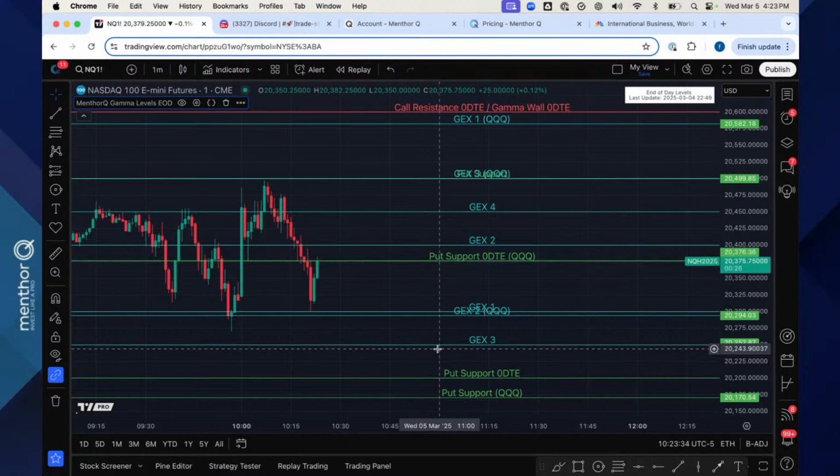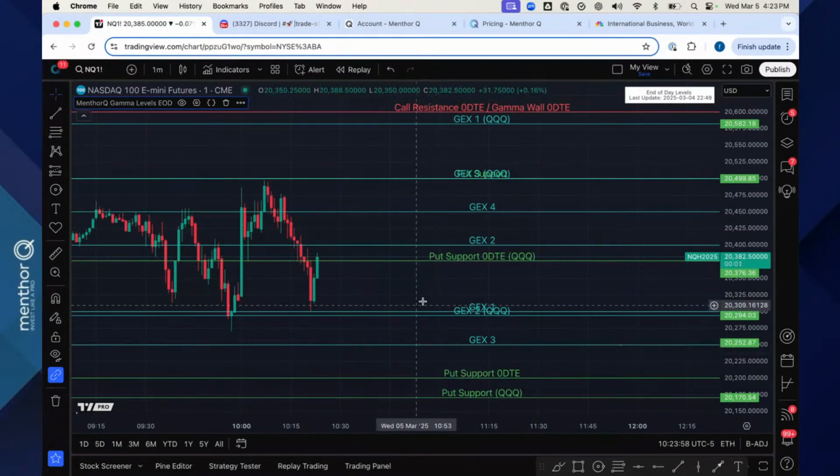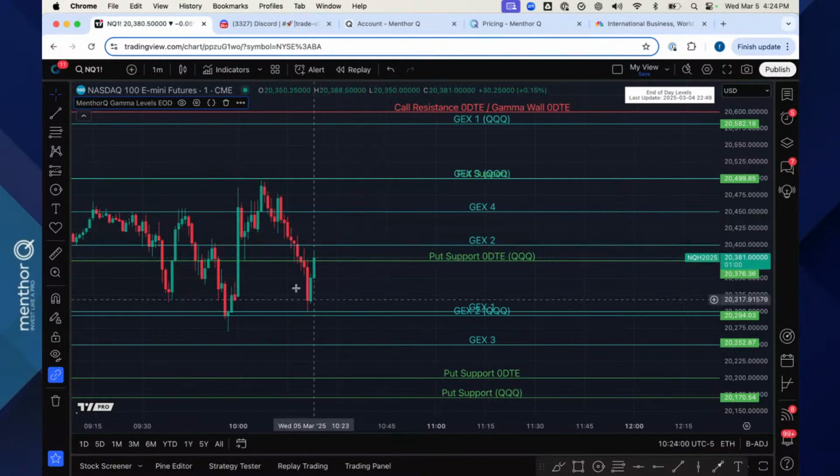And look at this. So now the QQQ is battling on the put support again, put support 0 DTE. So can we hold the put support 0 DTE? And can the VIX break the GEX2? That's now the main question. If we break the GEX2, if we hold put support 0 DTE, there's a highly big opportunity that we're going through GEX2, the 20,400 on NQ. If we're going through this, boom, we get it again. So now let's watch what happens.